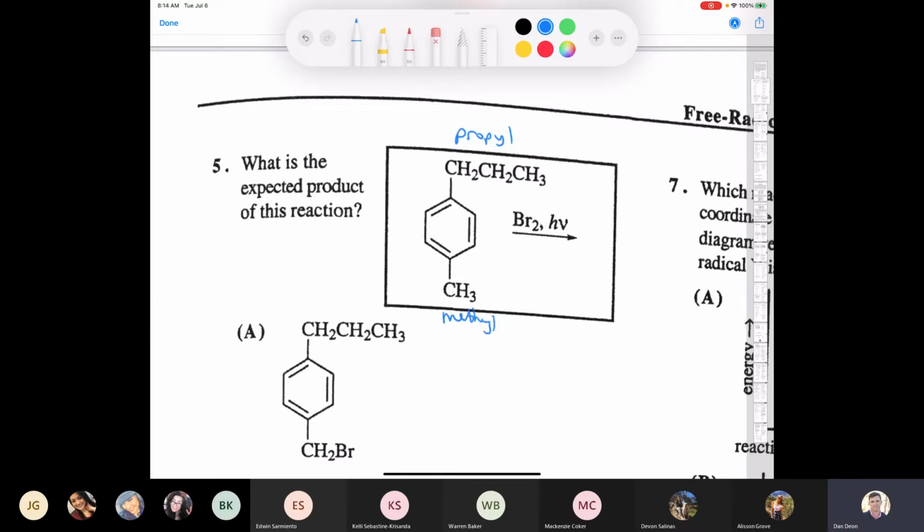All you're doing is taking this molecule and treating it with bromine and light. So you know that these are free radical conditions, radical generating conditions. You take bromine, you shine a light on it, and you end up producing bromine radicals.